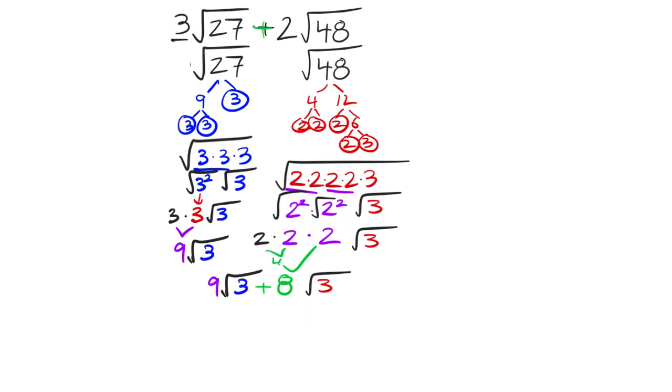And at this point, it's important to realize that we have 2 square roots of 3. Okay, so that means we can combine these as like terms, square roots of 3. So we got 9 and 8, which we can then add, and 9 plus 8 is 17. This would be considered fully simplified.